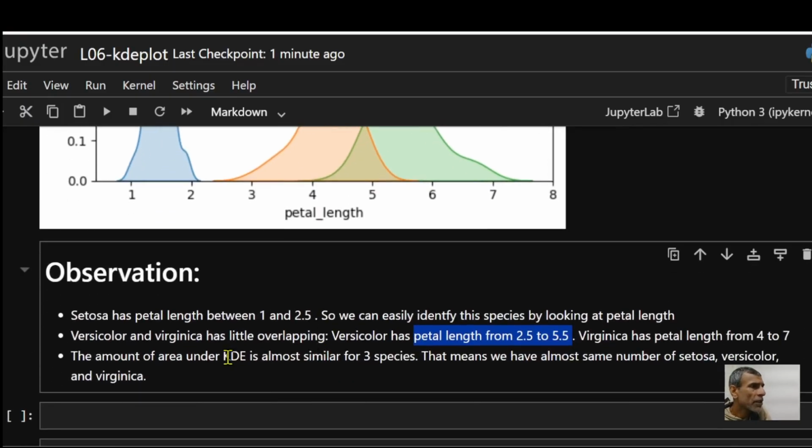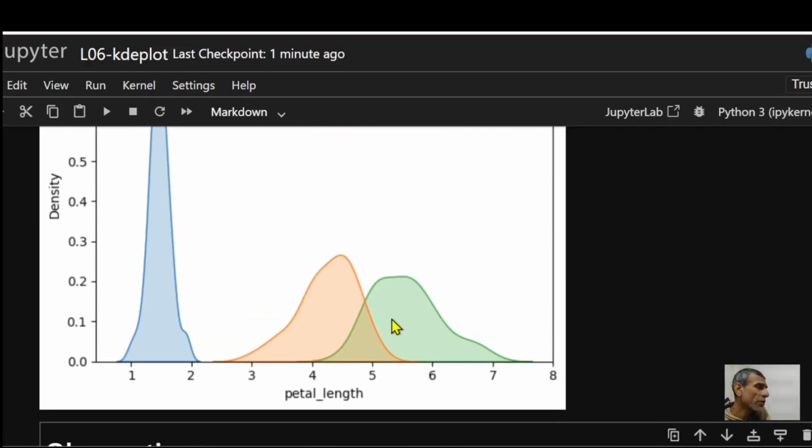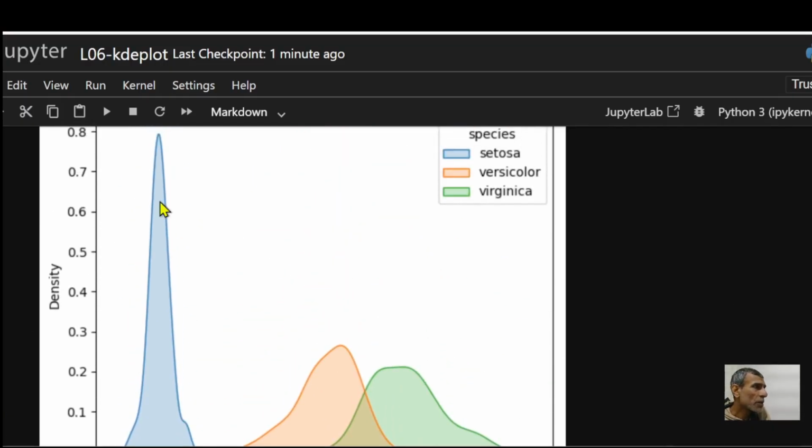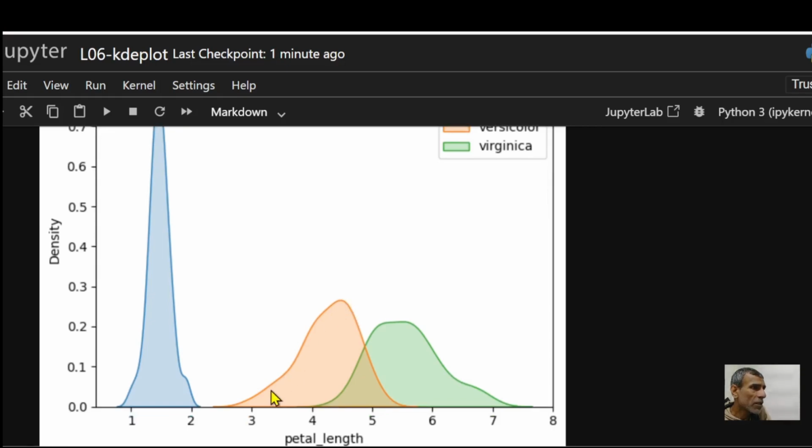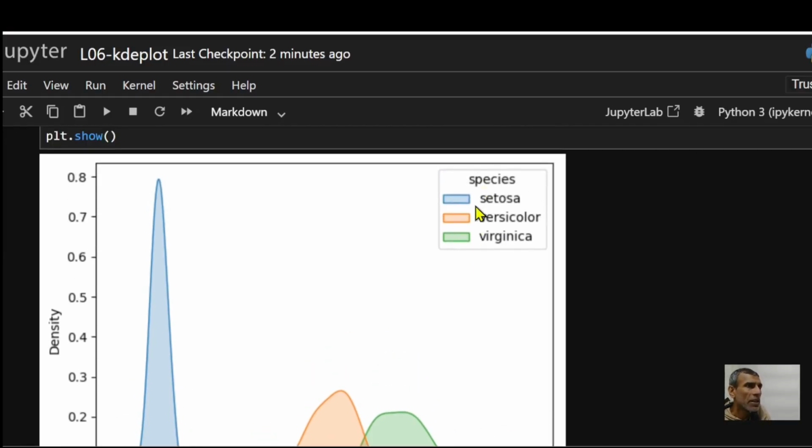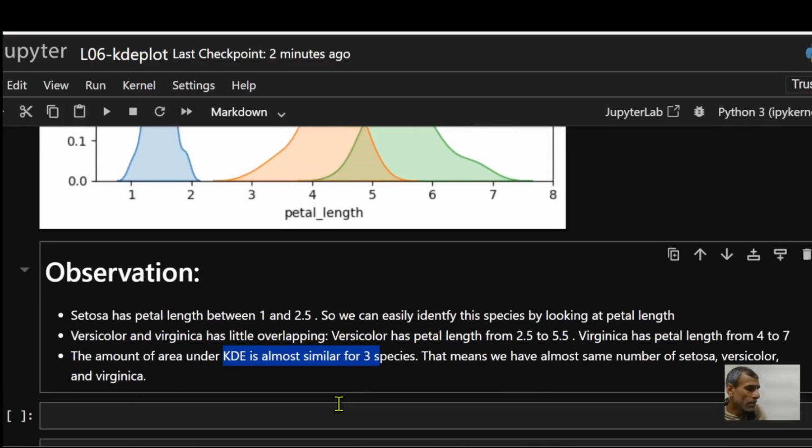So the amount of area in the KDE is almost same for all the three species. By the way, if you're really good at visualization, you can actually notice that the area under this curve and the area under these two curves is essentially same. That should tell you that the number of versicolor and virginica is basically same. And if you look at this area, it is essentially same as this area right here. So that should tell you the same thing, that the number of Setosa is same as the number of versicolor.